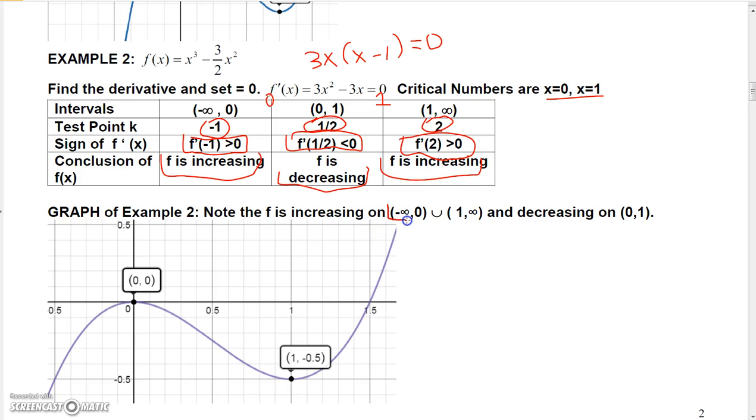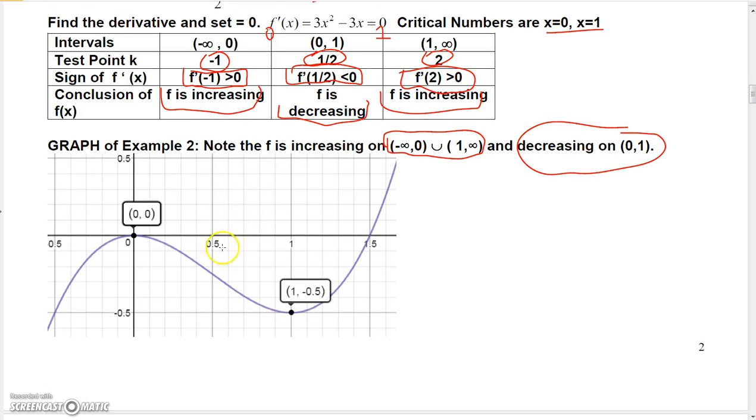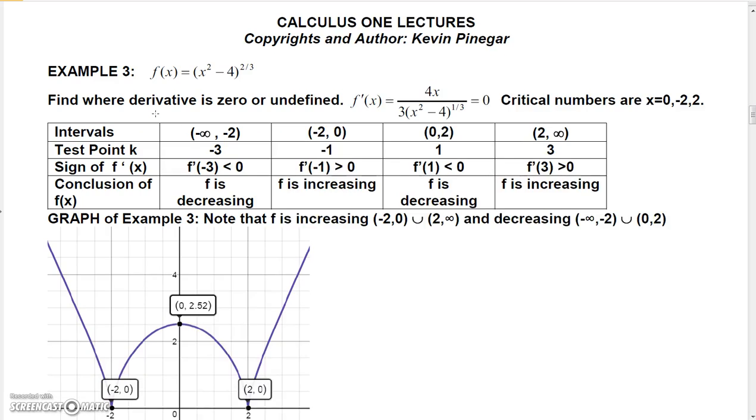So we're increasing on these intervals, and we're decreasing on this interval. And if you look at the picture, you can see it again: increasing to 0, and then from 0 to 1 you're decreasing, and then from 1 to infinity you're increasing again.